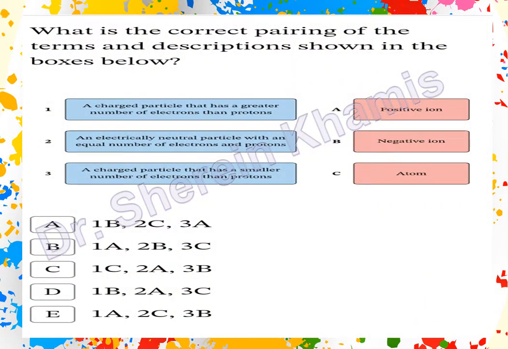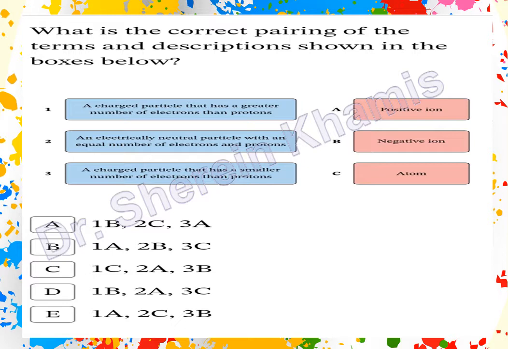Question number 1 says: what is the correct pairing of terms and descriptions shown in the boxes below? We have a choice question but in a new shape. We have column A and column B. We have definitions for atom, positive ion and negative ion. The first one is a charged particle that has a greater number of electrons than protons. So the number of negative electrons is greater than protons, so it is a negative ion. 1 belongs to B.